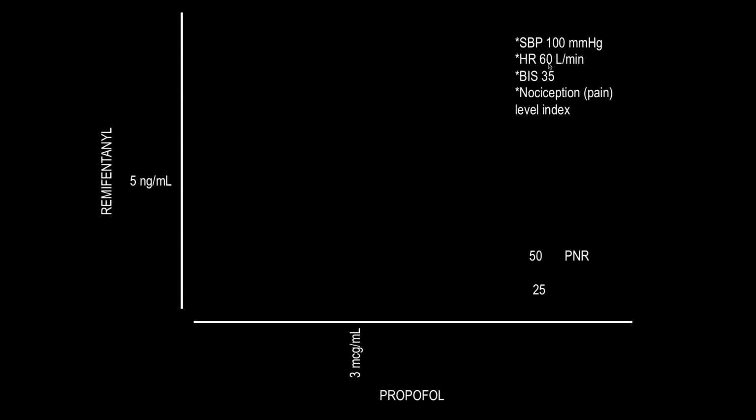The heart rate is 60 beats per minute. The nociception index is adequate, and the bispectral index goes from 45 to 35. The anesthesiologist is using a target-controlled infusion system and has adjusted concentrations of remifentanil to 5 nanograms per milliliter and propofol to 3 micrograms per milliliter. How can you interpret this?